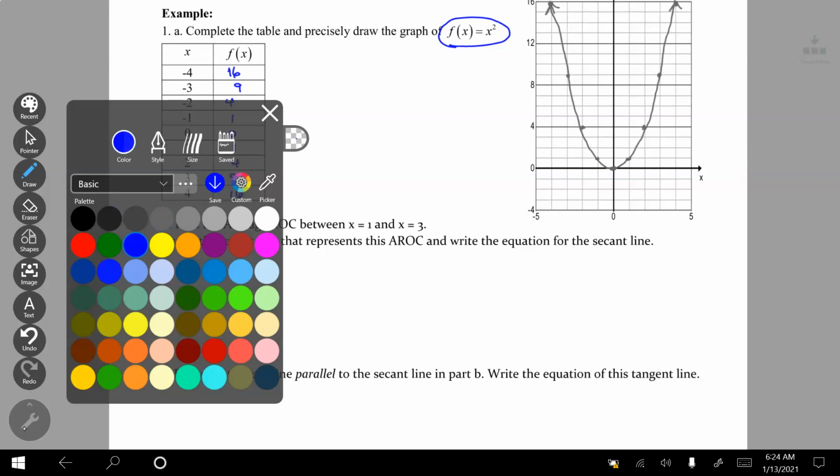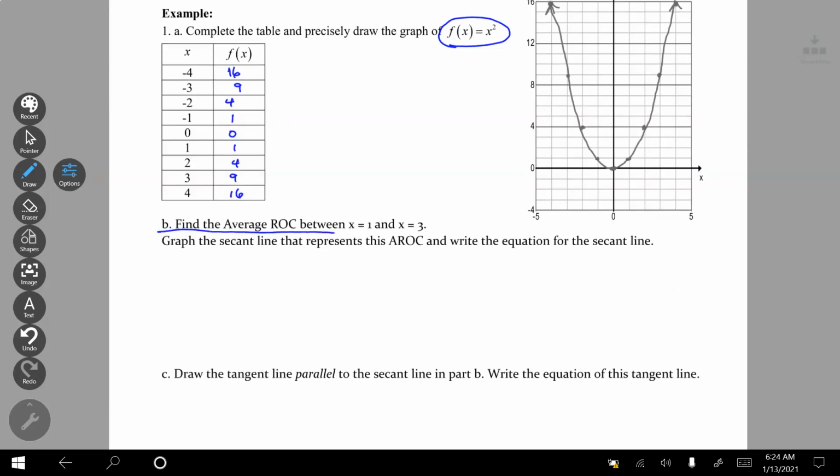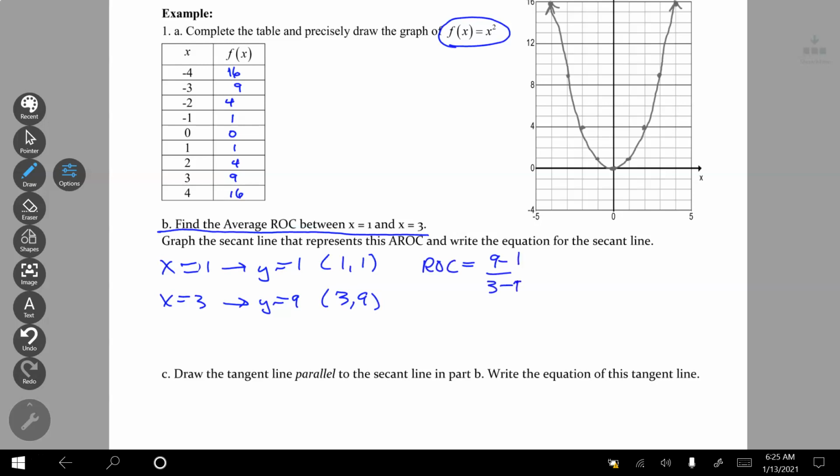So now I'm going to take this graph and do part B and part C. For part B, I need to find the average rate of change between x equals 1 and x equals 3. For x equals 1, I have y equals 1, so I have the point (1, 1). For x equals 3, I have y equals 9, so I have the point (3, 9). And my rate of change is just change in y over change in x. So my rate of change is equal to 8 over 2. My rate of change is equal to 4, or my slope is equal to 4.